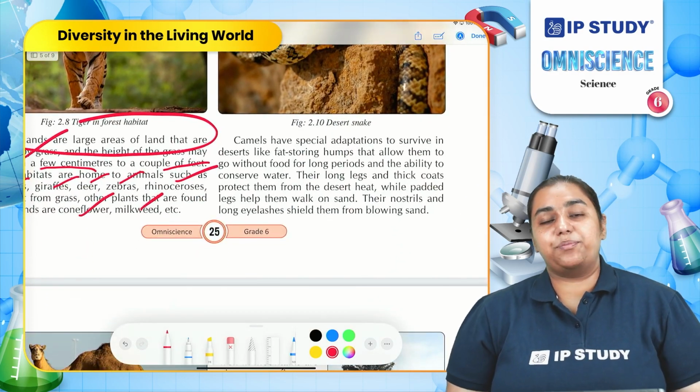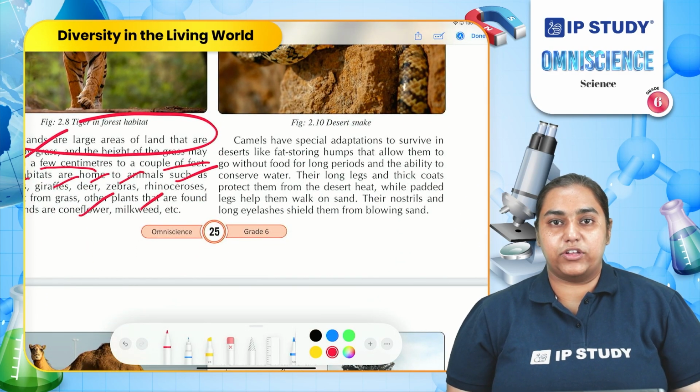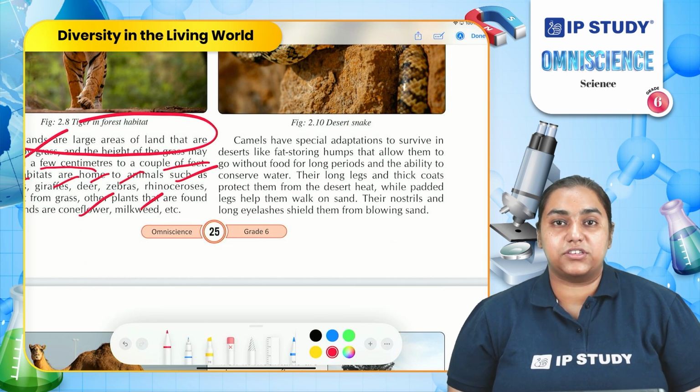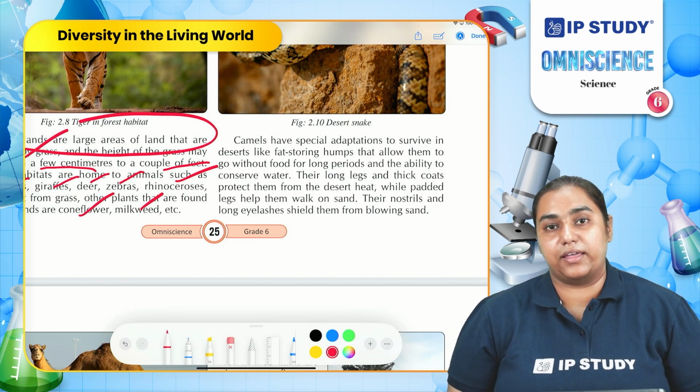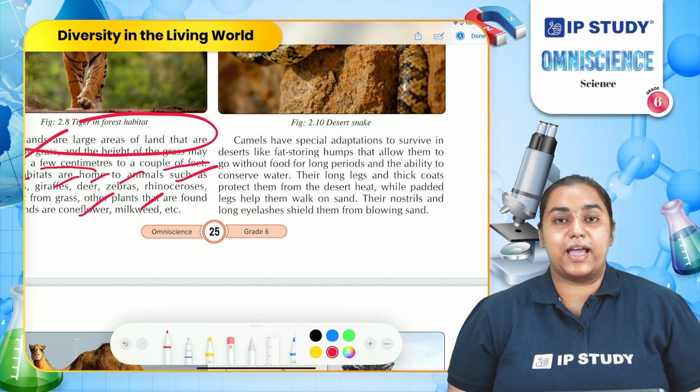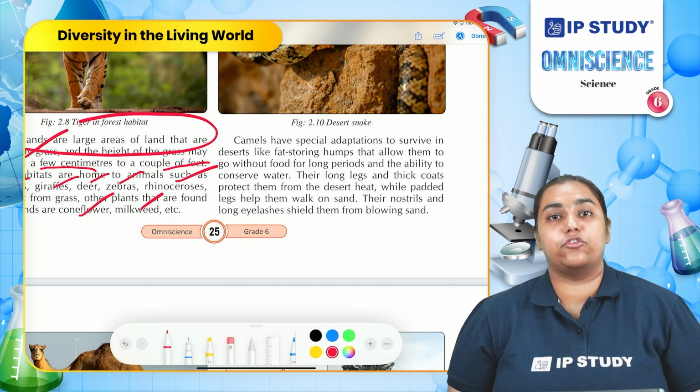So what helps camel to survive in the desert region? What are its special features which allow them to survive in the desert area? As you already know, desert area has limited water and limited food available for any living being to survive. However, camel flourish in that area. What helps camel to flourish?